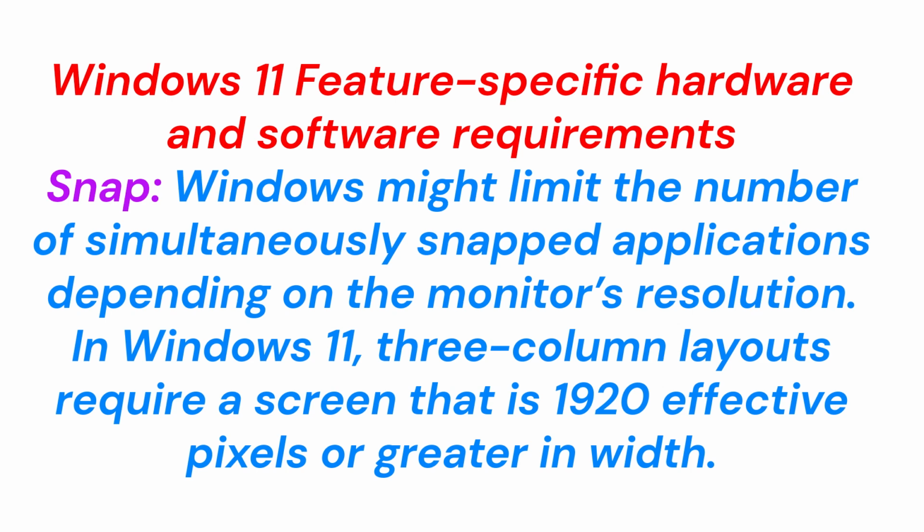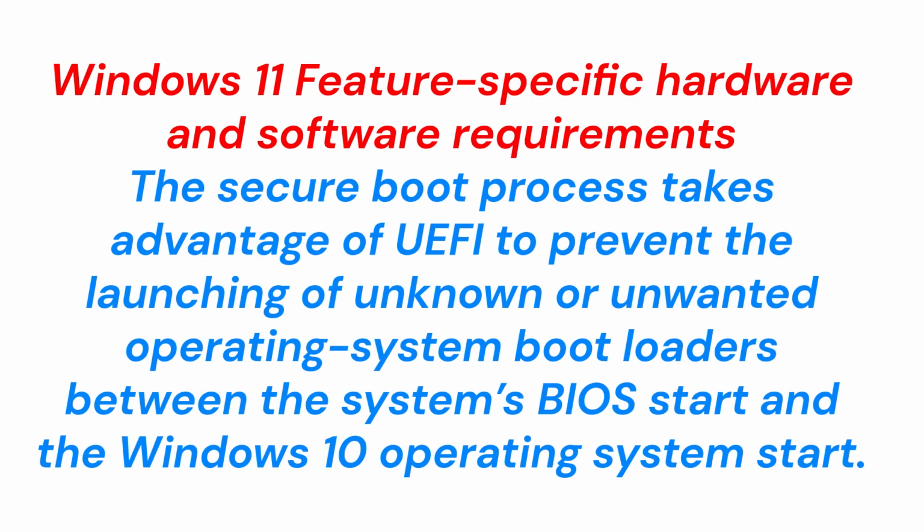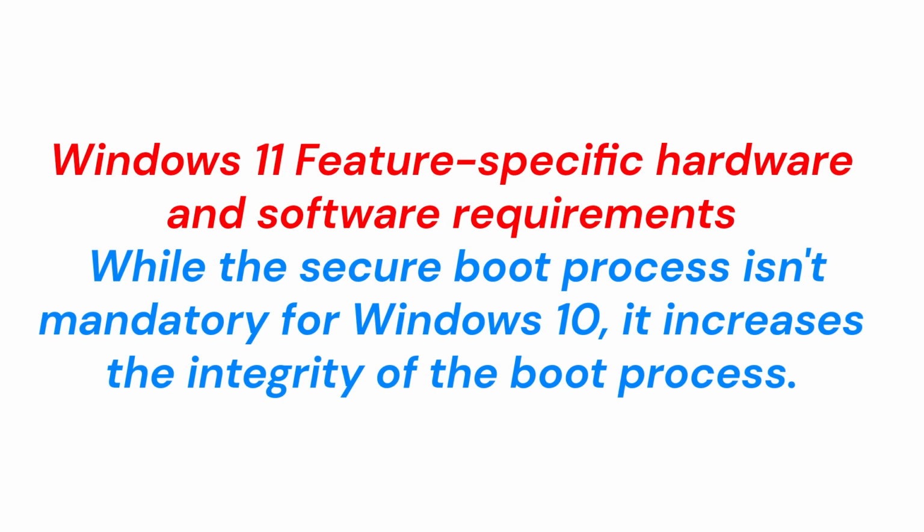Snap. Windows might limit the number of simultaneously snapped applications depending on the monitor's resolution. In Windows 11, 3-column layouts require a screen that is 1920 effective pixels or greater in width. Secure boot. Secure boot requires firmware that supports Unified Extensible Firmware Interface (UEFI) and has the Microsoft Windows Certification Authority in the UEFI signature database. The secure boot process takes advantage of UEFI to prevent the launching of unknown or unwanted operating system bootloaders between the system's BIOS start and the Windows 10 operating system start. While the secure boot process isn't mandatory for Windows 10, it increases the integrity of the boot process.